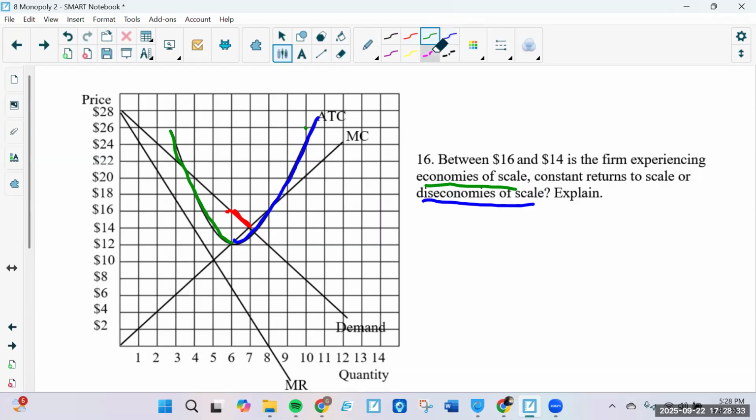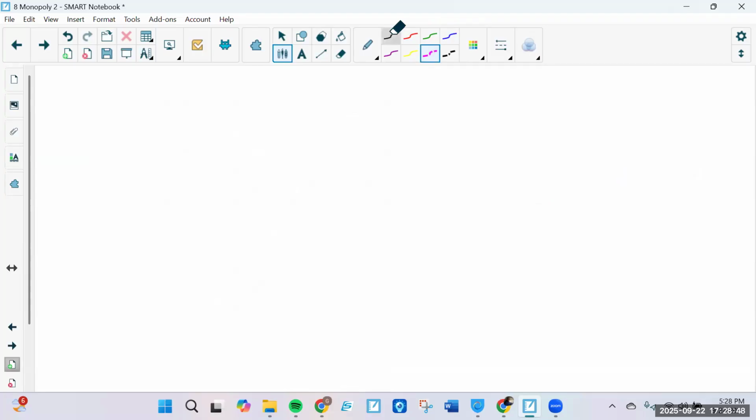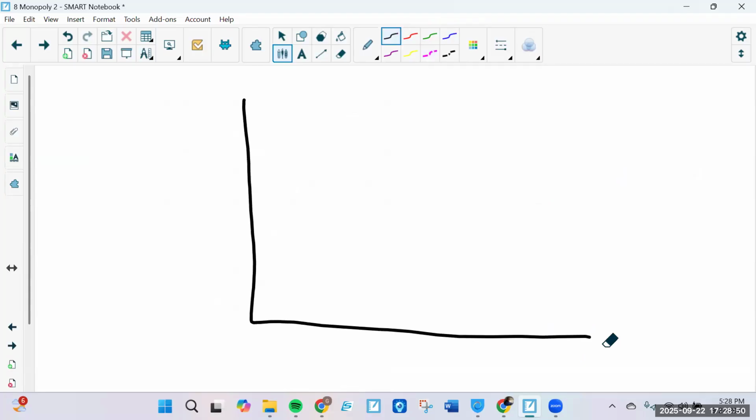Constant would be just this one area right there. That would be your constant returns to scale. And people go, well, so it's just a point? No, because everybody's curve doesn't always look the same. You can actually have a long run average total cost curve that looks like this.